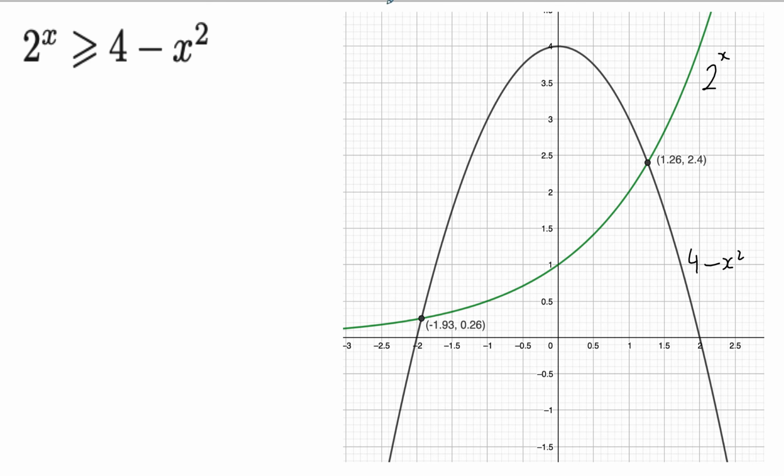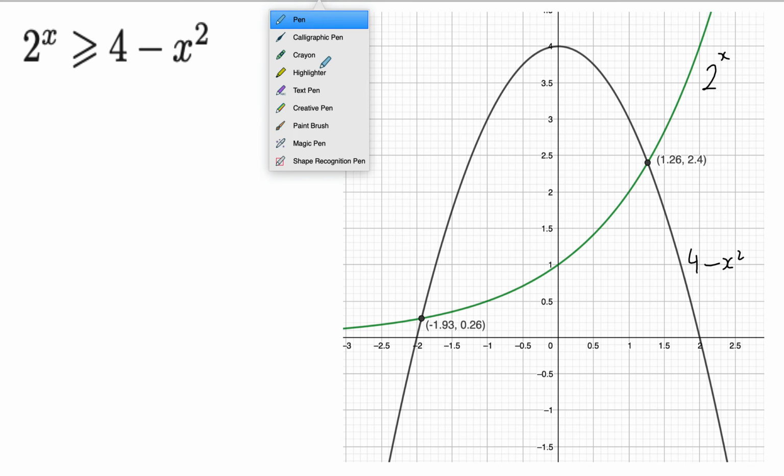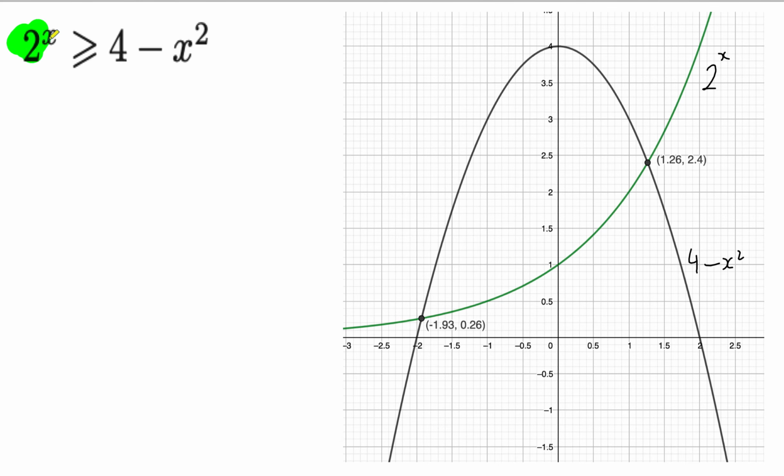And I want to know when the green graph is bigger than my black graph. And in here, my green graph is underneath the quadratic. I'll just call them by their names. The exponential is below the quadratic, so it's not bigger than, it's less than.